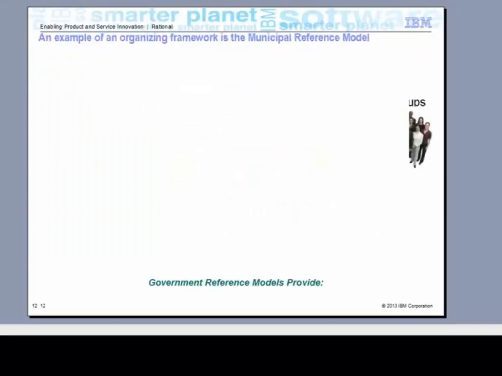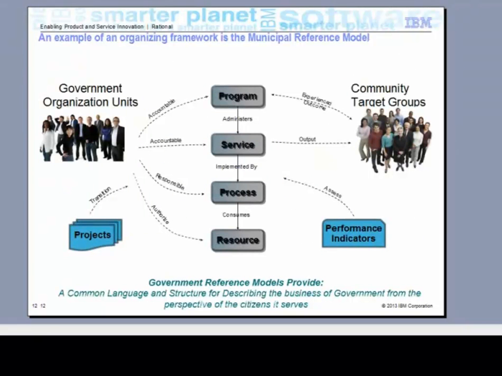So in the next chart, we'll take a brief look at a schematic view of what this municipal reference model is. It's a model created by the Canadian government. It's been evolving over the last 20 years, and it defines a language for expressing the relationship between organization units in government as service providers and organizations of target groups and citizens in the community as service consumers.